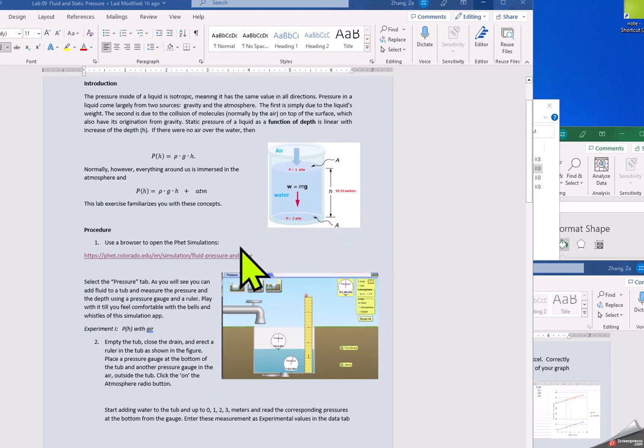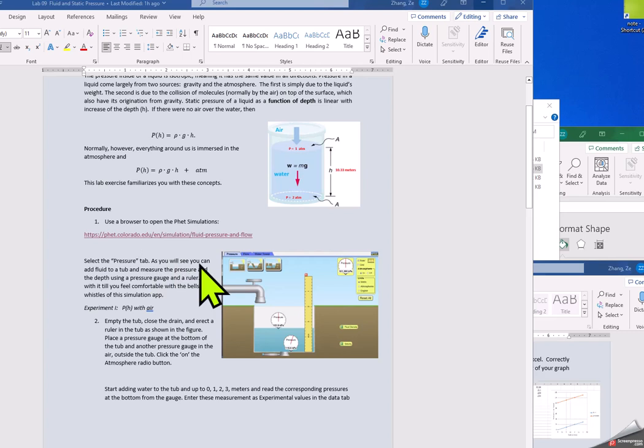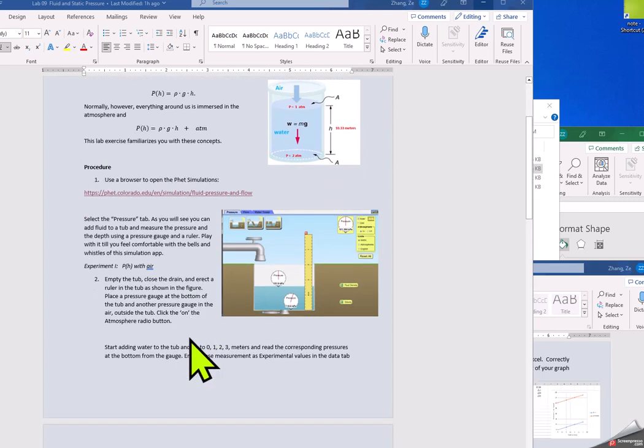So we're going to explore this concept. What do we actually do? We fill the top with water, and we empty this and close the drain. First we empty this and close the drain and click on atmosphere pressure, and start to fill in the water and read the corresponding pressure at the bottom of the gauge. Enter the measured experimental value in the top tab. This is very straightforward.